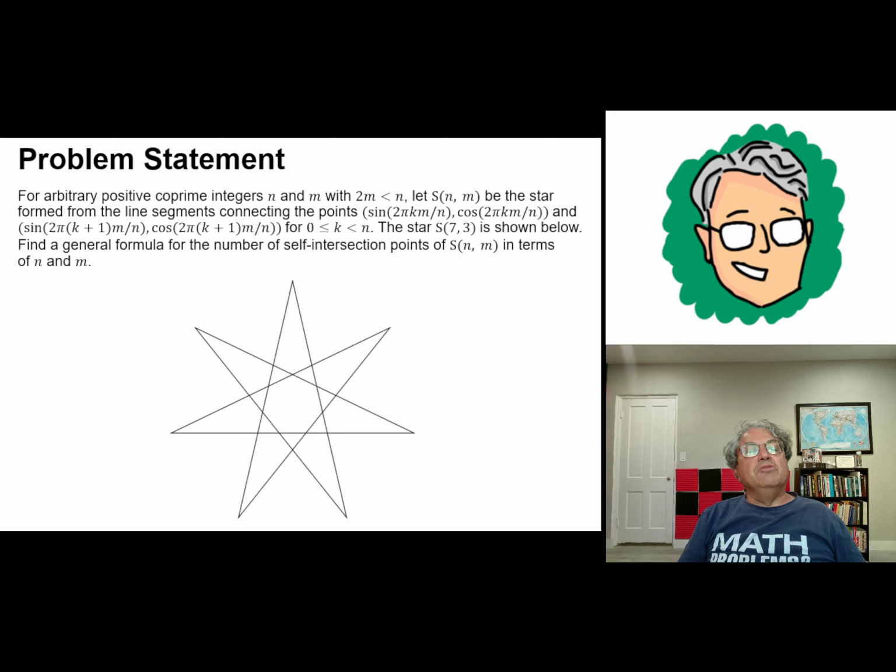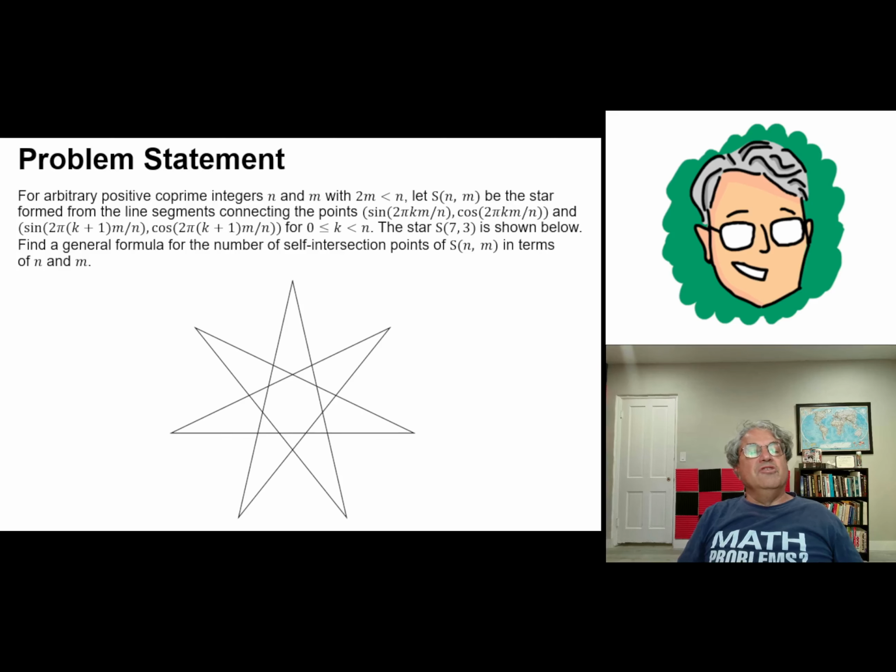Now I'm going to define the star capital S of n comma m. This is going to be an endpointed star, a particular endpointed star. It turns out there's a total of floor of n over 2 possibilities. m can be anything from 1 to the floor of n over 2. So, for instance, the star I show here is S7 comma 3. And I define it by the line segments that make it up.